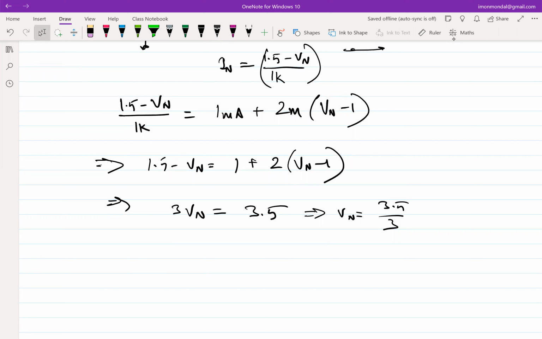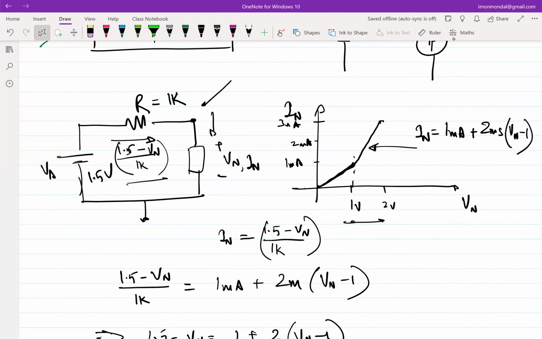Did I make a mistake? What is 2.5? This is 2.5. Okay, 2.5. Thank you. So Vn is equal to 2.5 by 3. Which means the initial assumption is wrong, right? It was not here. It's not in this segment. It's in this segment. Then you rewrite the equation of that segment and solve again. Right? Make sense? Okay, fine.